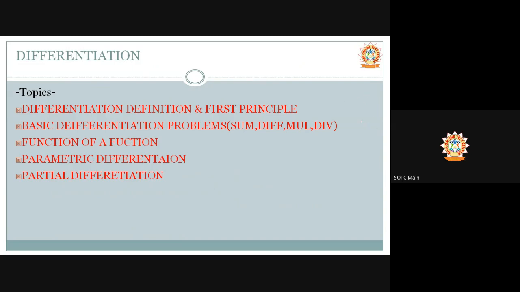Then we have some basic problems on sum and difference, the multiplication rule, that is the UV rule, or we can say the product rule. Then division, meaning the quotient rule. Next we have function of a function, like f of g of x. Then we have parametric differentiation. The last one is partial differentiation. The other part is second and higher order differentiation, which is separate, so we will be discussing it along with those only, right?